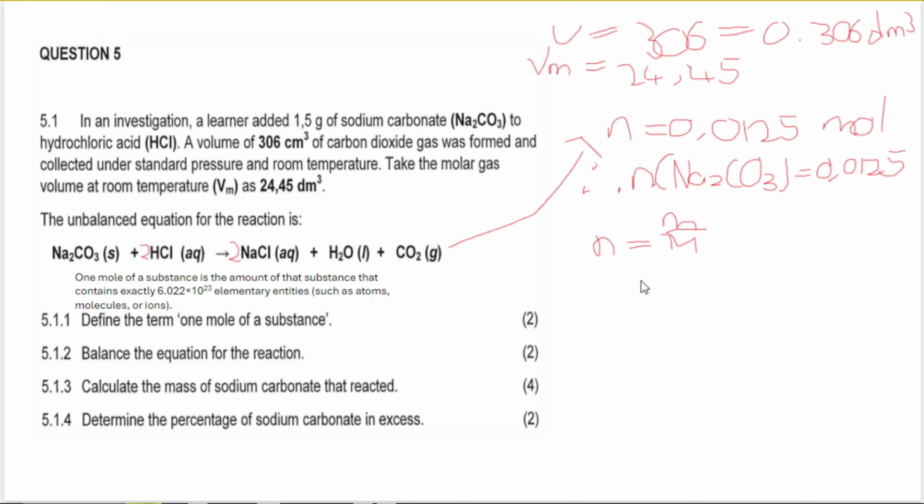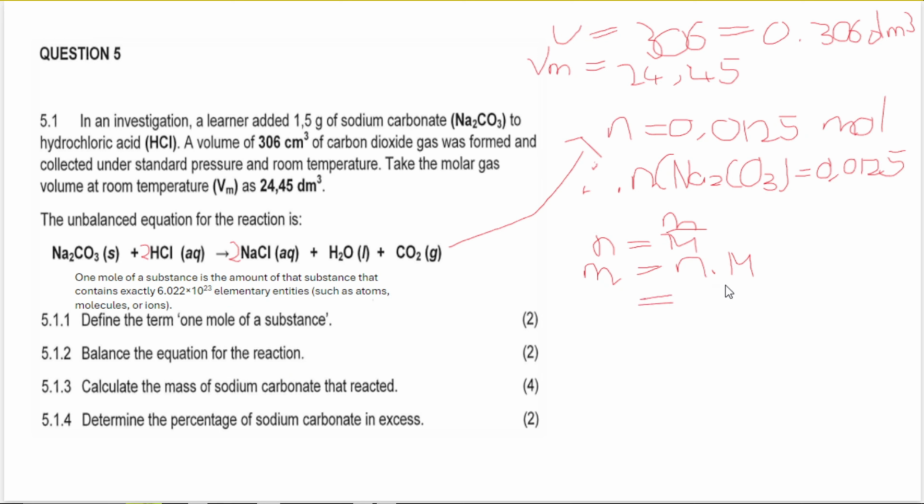We have the number of moles, and we can get the molar mass. We want to find the mass that was used. So we can just change the subject of this formula. So m equals, remember to get m on its own, times big M on both sides, and that's going to equal n times big M, right?